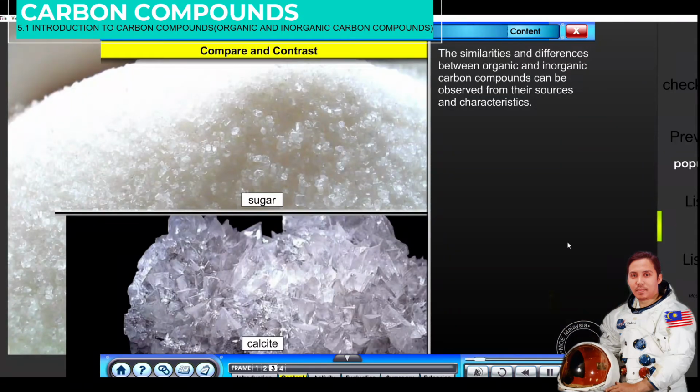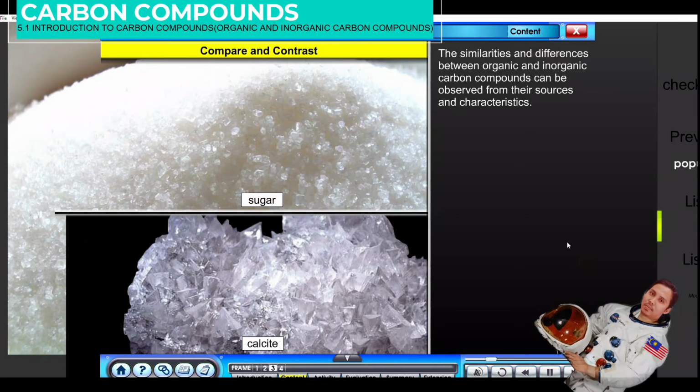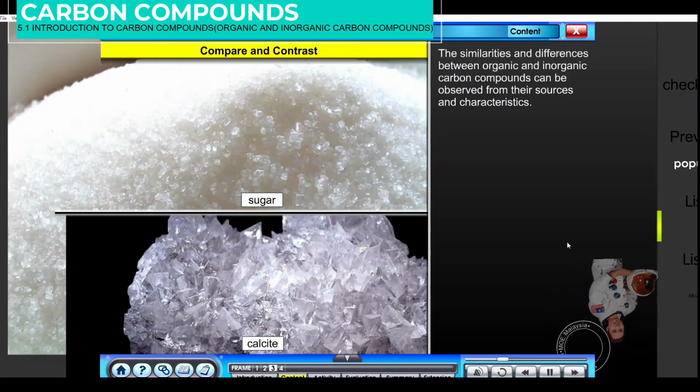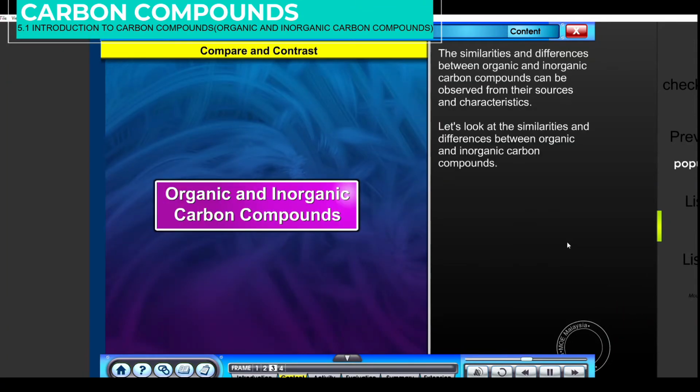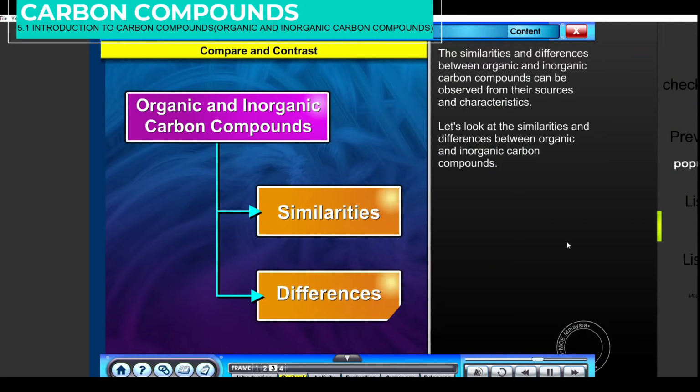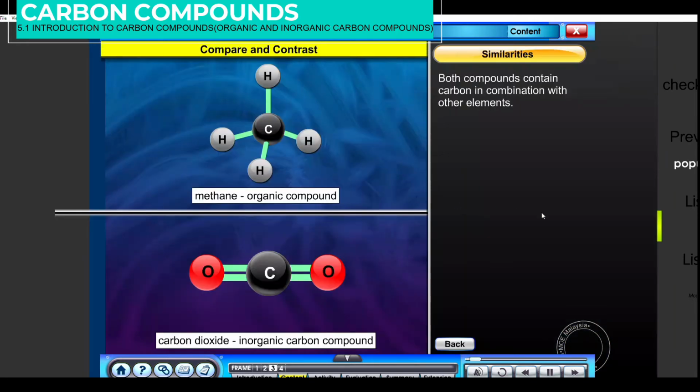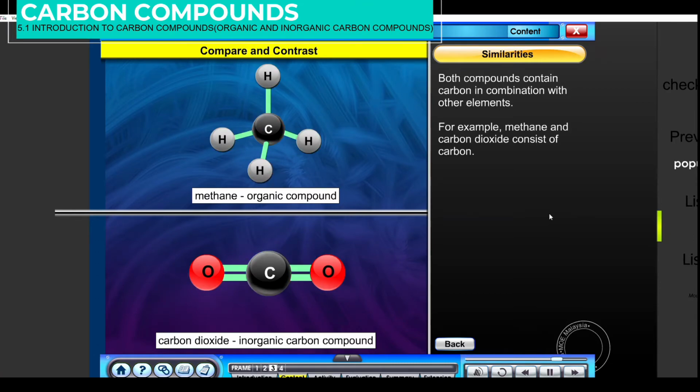The similarities and differences between organic and inorganic carbon compounds can be observed from their sources and characteristics. Let's look at the similarities and differences between organic and inorganic carbon compounds. Click Similarities and Differences to see. Both compounds contain carbon in combination with other elements. For example, methane and carbon dioxide consist of carbon.